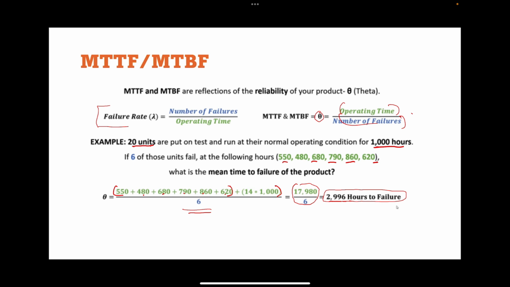Suppose these units are not repaired when used, so we will use mean time to failure, which is 2996 hours on average. The failure rate was given as 0.000334. Now MTTF, mean time to failure, is 1 divided by the failure rate, which is equal to 2996 hours. So this is how you calculate failure rate and mean time to failure.